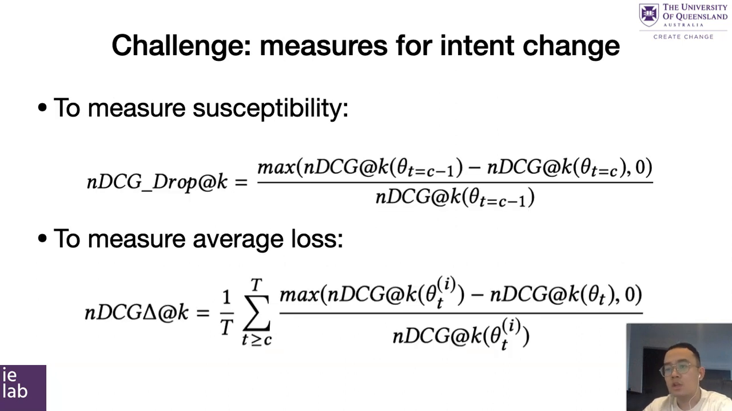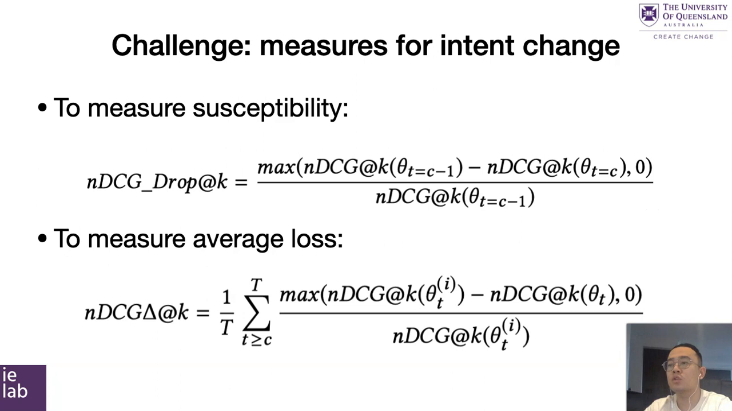So to solve the second challenge, which is no measures for interchange effects, we propose 2 novel evaluation metrics for this task. The first one is called NDCG drop at k. This metric measures the susceptibility of online learning to rank algorithms at the interchange point by measuring the immediate NDCG performance drop after these points. The second one is called NDCG delta at k.